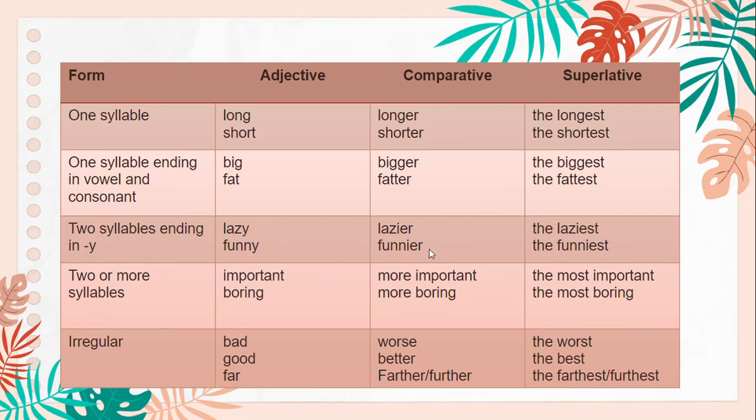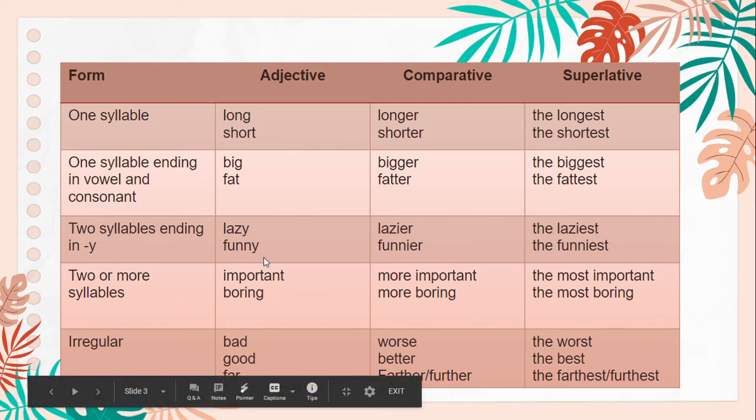What happens if I have two syllables ending in Y? Lazy and funny. Look at the example. I continue with the ER ending, but instead of having Y, I have to use I. Lazier, funnier. The laziest, the funniest.